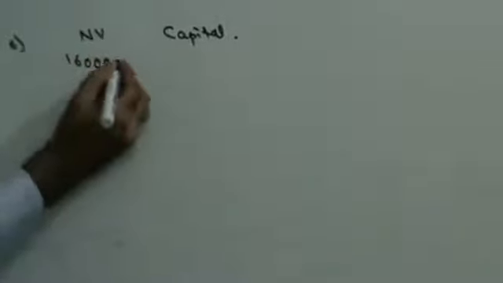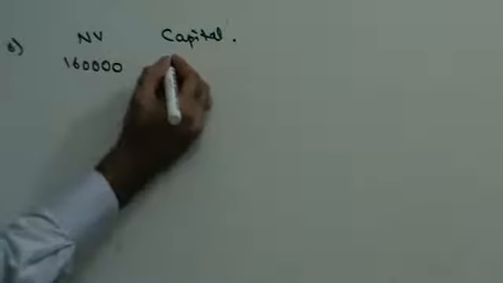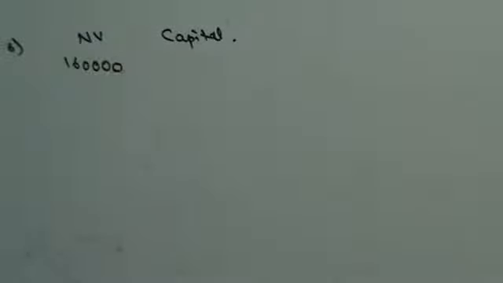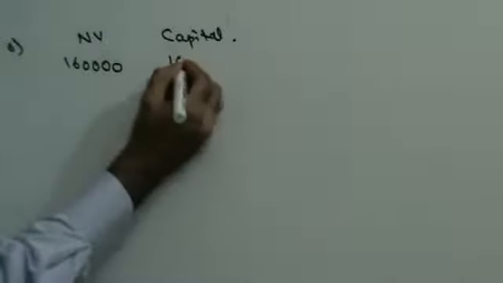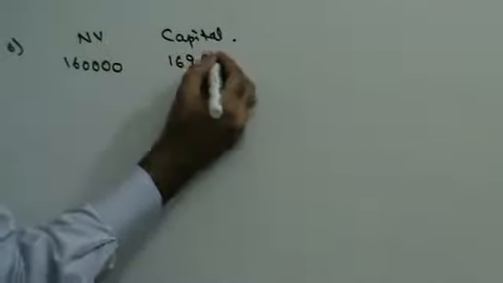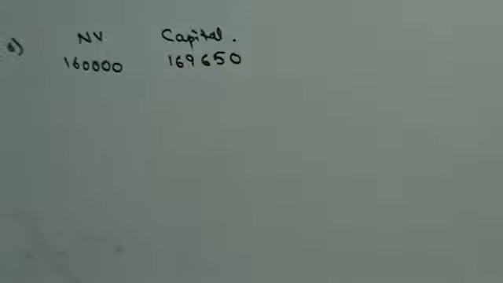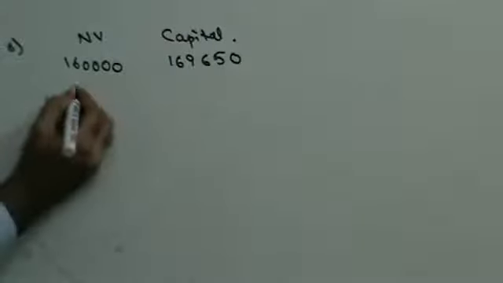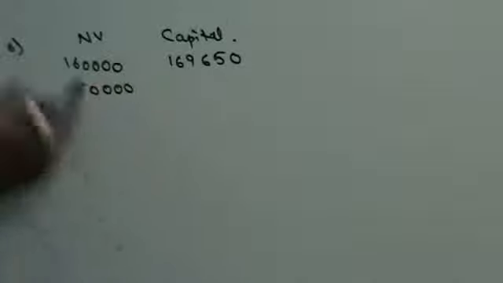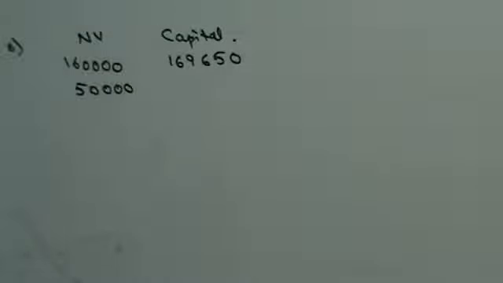So you have purchased 1,60,000. That's my nominal value. What is its capital value? 1,05,000 plus 64,650. Someone please calculate. 1,69,650. Right? Now you have sold debentures of 50,000. You sold debentures of face value 50,000.